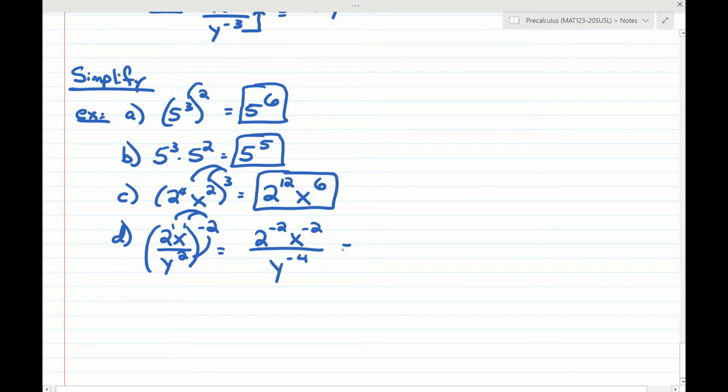Now you can see we have a lot of negative powers. So the way that we handle negative exponents is we just switch their position. I'll bring that down, I'll bring this down, and I'll bring this y to the 4th up. So we have y to the 4th over 2 squared x squared.